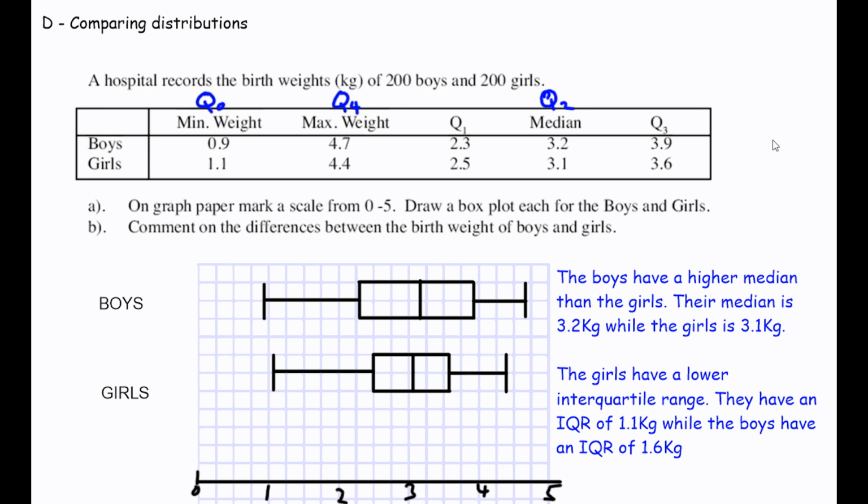Okay, so this is how I would word each of those comparisons. If you notice, I've been specific and I've included numerical values to support the point that I was making. Moving on into A-level maths, very much so we're going to want to see the numerical value, which is just as important as the actual interpretation itself. At the moment, we're only comparing 2 things, the median and the interquartile range. As we go forward, we will look at a lot more things that we can compare between these 2 box plots.